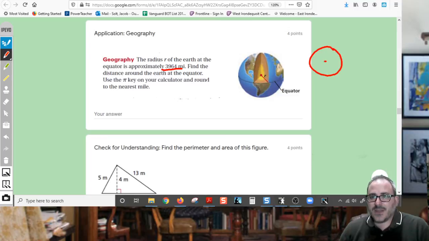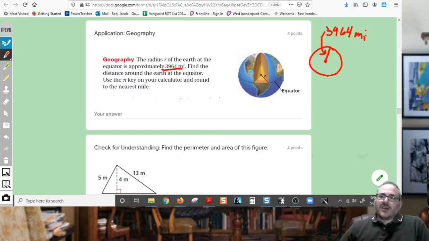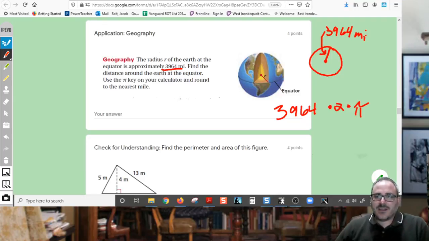If we look at it from the top, there's the center of the Earth. We know that this distance here is 3,964 miles. That's the radius. We know the relationship of the radius to the circumference is 2 times r times pi, right? So we would have to do 3,964 times 2 times pi to find out the circumference of the Earth. All right, I'm going to leave you to it.